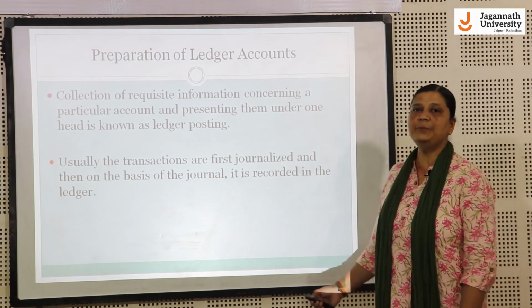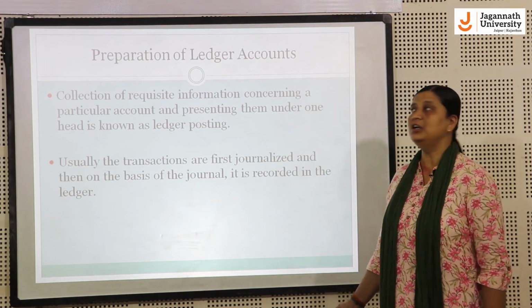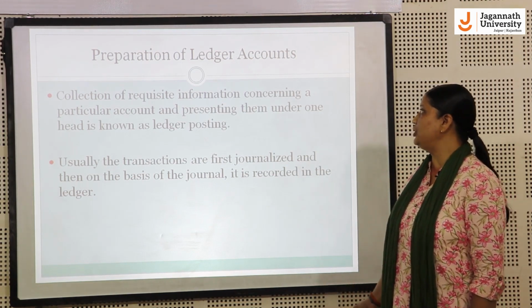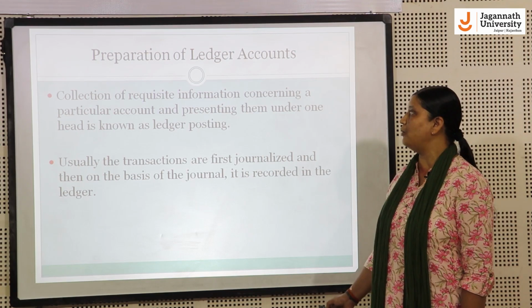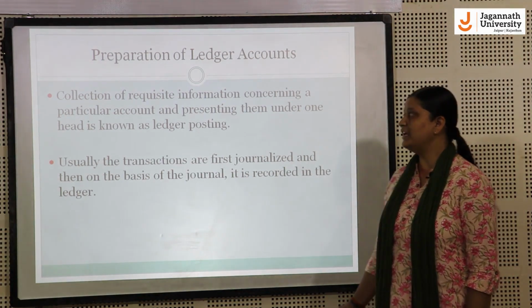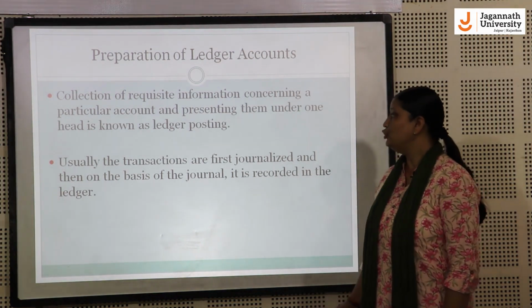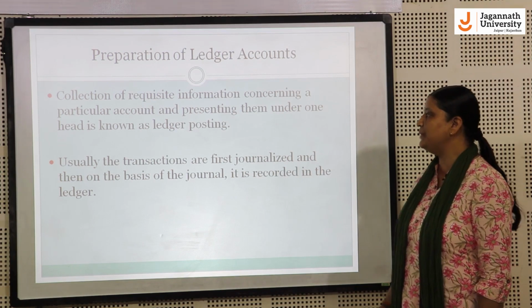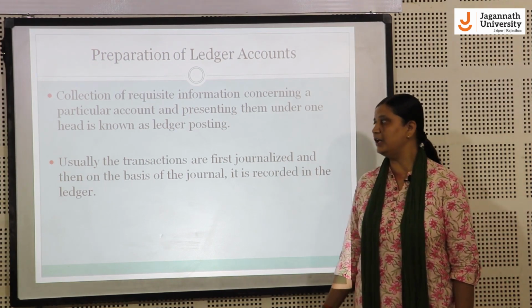Now this is the next step in the process of accounting, that is the ledger posting. Collection of requisite information concerning a particular account and presenting it under one head is known as ledger posting. Usually the transactions are first journalized and then, on the basis of the journal, recorded in the ledger.